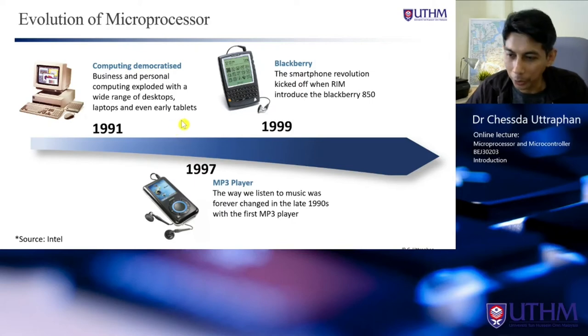And the cost for that computer is 5K. When you want to upgrade RAM for 1 megabyte, the cost is 100 ringgit. All right. You can imagine that. And the hard disk is only 100 megabyte, running on Microsoft DOS and Windows 3.1 at that time.